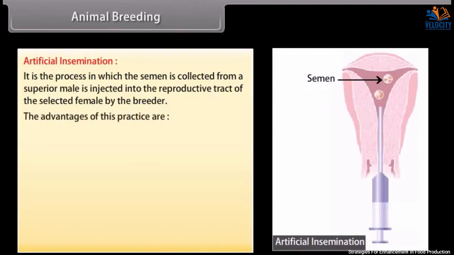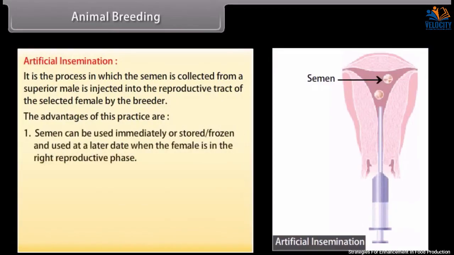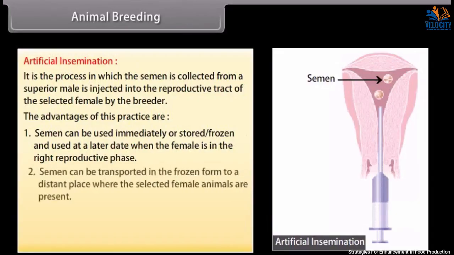The advantages of this practice are: Number 1. Semen can be used immediately or stored or frozen and used at a later date when the female is in the right reproductive phase. Number 2.